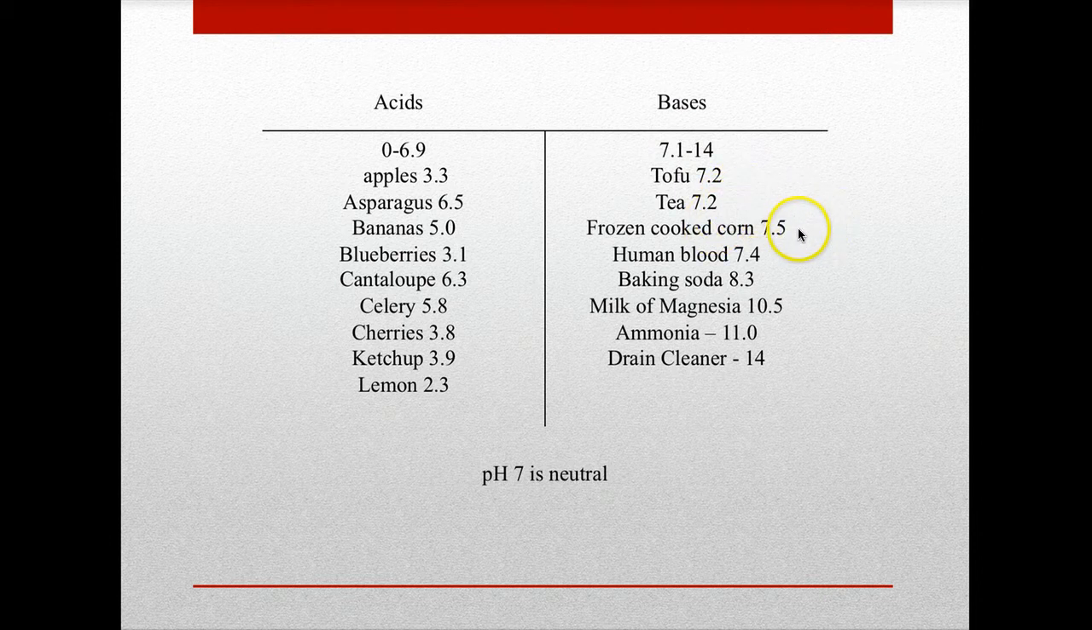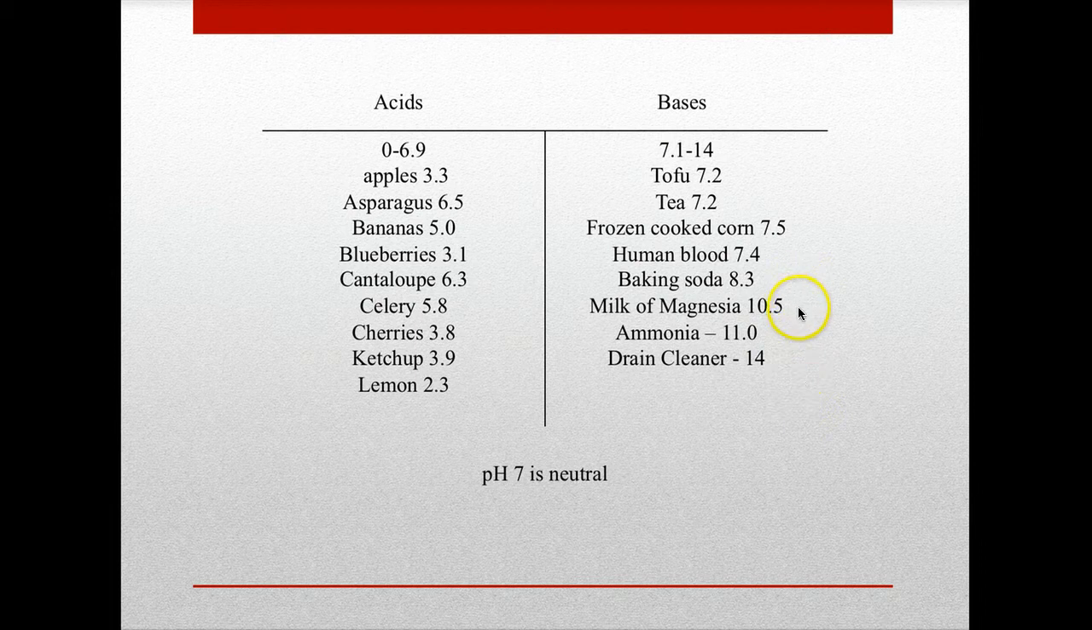Frozen cooked corn is 7.5. Human blood is 7.4. Baking soda. Sometimes we use baking soda in cooking, especially in cookies. That's 8.3. And then we get into things like your antacids, things that when you have an upset stomach or you have too much acid and you have indigestion. That's why these things are basic, because you have stomach acid, and sometimes you get too much of it, it refluxes up into your esophagus. So we use bases to neutralize that acid.